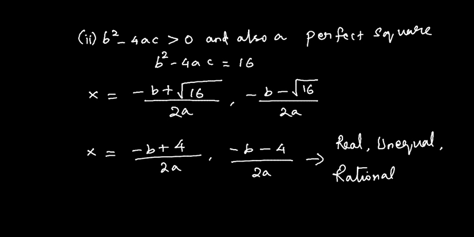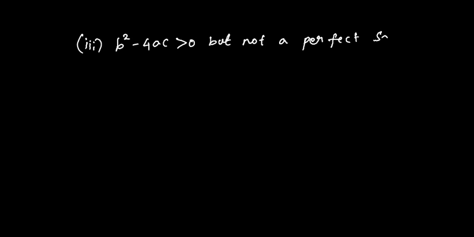I hope the students will be able to understand this part clearly. Okay, now let's move to the third case. b square negative 4ac is greater than 0 but not a perfect square. In our previous case we took b square minus 4ac greater than 0 and a perfect square, but in this case it's not a perfect square. So we can assume any value for b square negative 4ac, but it should not be a perfect square.